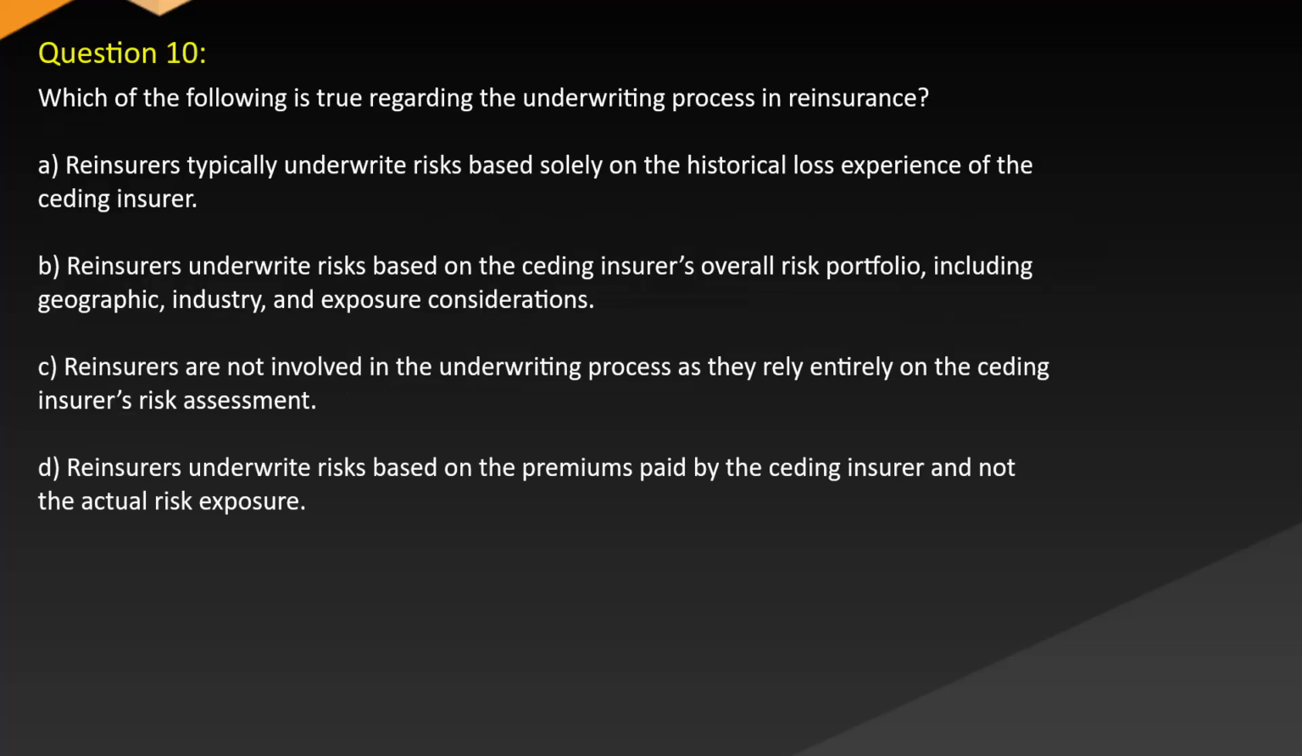Question 10. Which of the following is true regarding the underwriting process in reinsurance? A. Reinsurers typically underwrite risks based solely on the historical loss experience of the ceding insurer. B. Reinsurers underwrite risks based on the ceding insurer's overall risk portfolio, including geographic, industry, and exposure considerations. C. Reinsurers are not involved in the underwriting process as they rely entirely on the ceding insurer's risk assessment. D. Reinsurers underwrite risks based on the premiums paid by the ceding insurer and not the actual risk exposure.